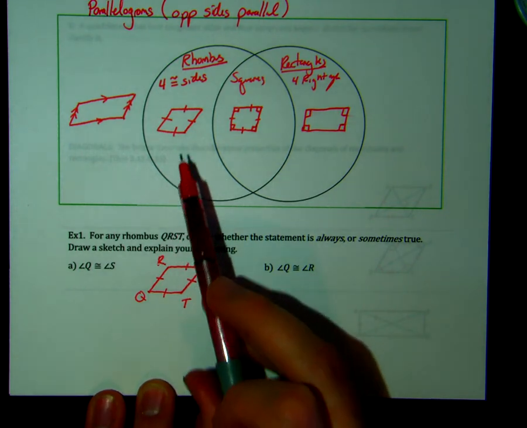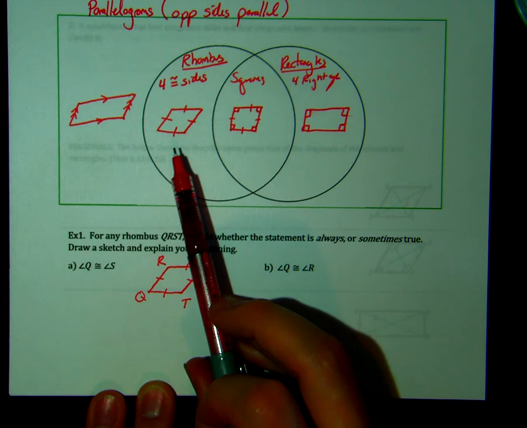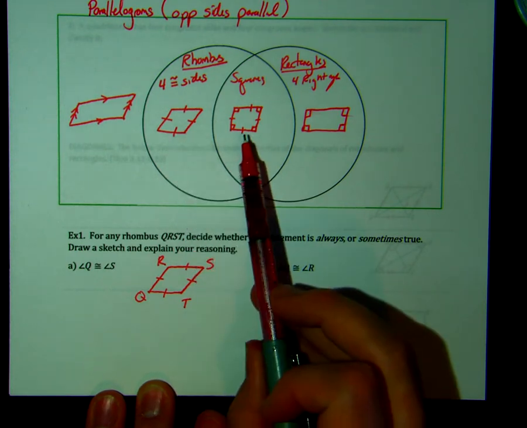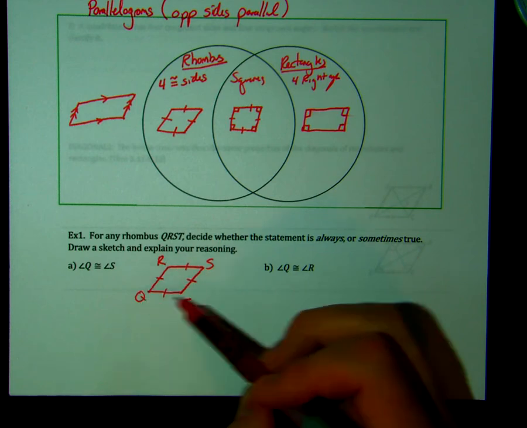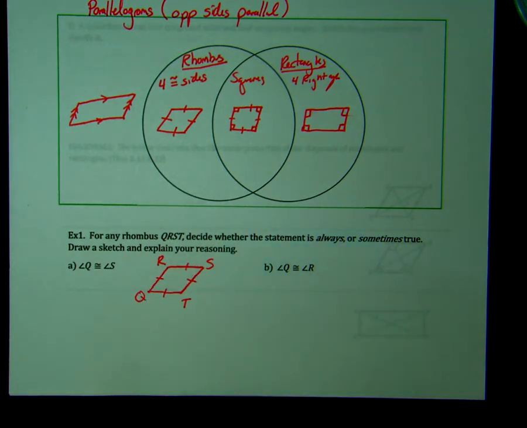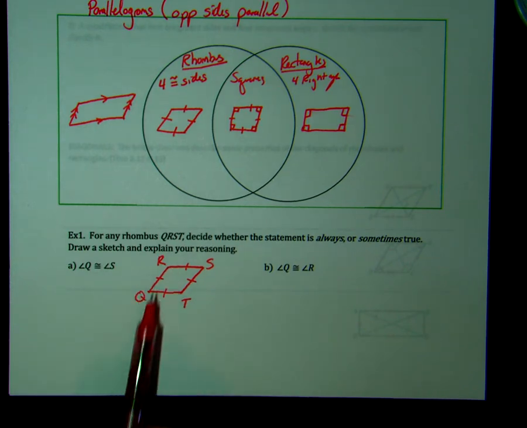don't draw a special rhombus. If it says that you have a rhombus, draw the most generic rhombus you can. Yes, I know squares are also rhombuses, but if you just draw this with 90-degree angles, you might accidentally say something that you're not actually allowed to say. So I'm going to draw the most obscure, or the most ambiguous rhombus that I can.